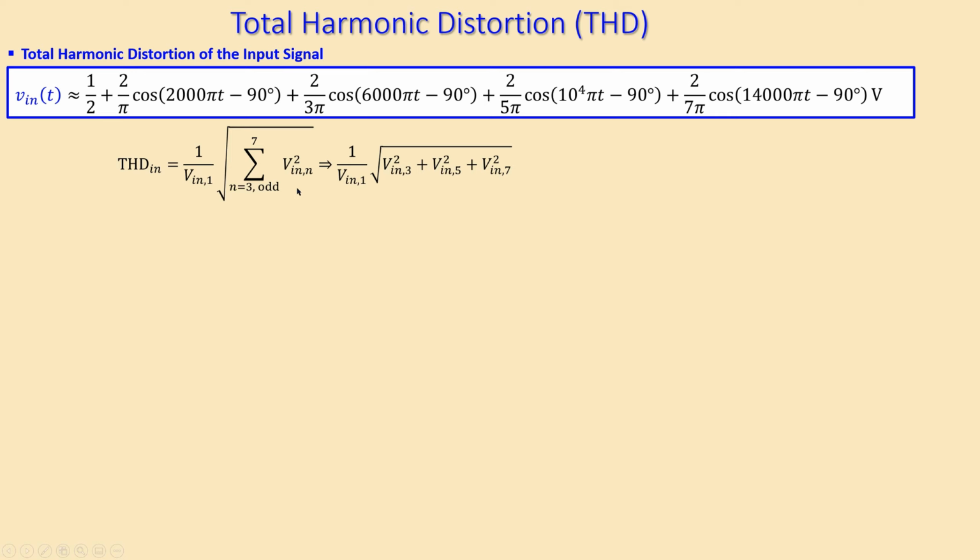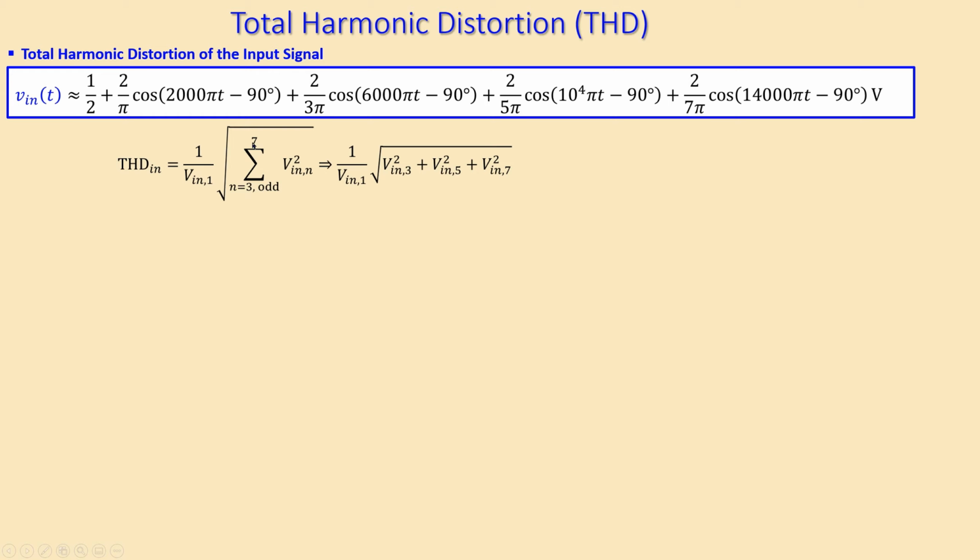You collect the higher harmonics except the fundamental, and you will collect them in this way: the third harmonic, the fifth harmonic, and the seventh harmonic, the amplitudes will be squared, and then added together, and you take the square root, and you divide by the fundamental frequency amplitude. That's actually what the expression says. Since of course n is odd, you will have n = 3, 5, and 7 for this expression.